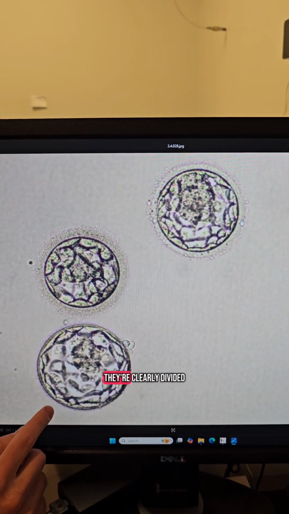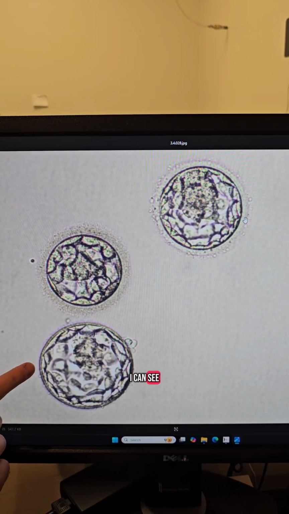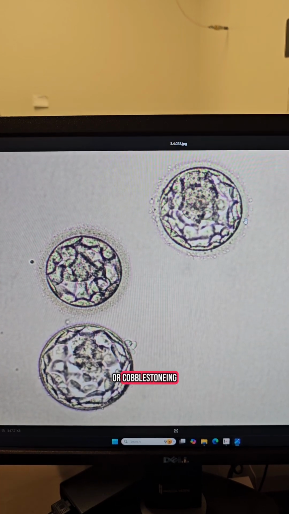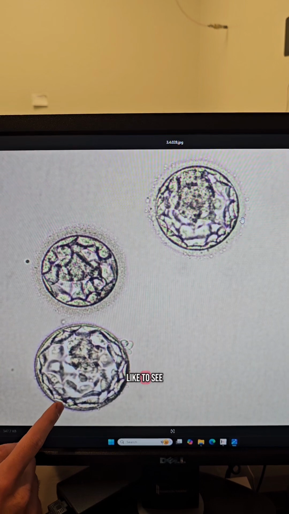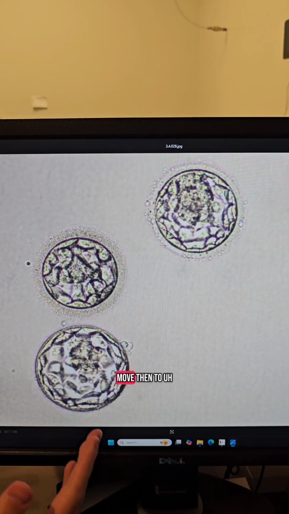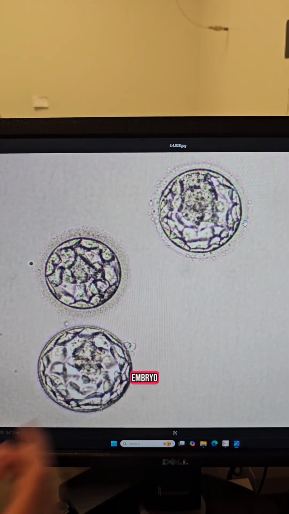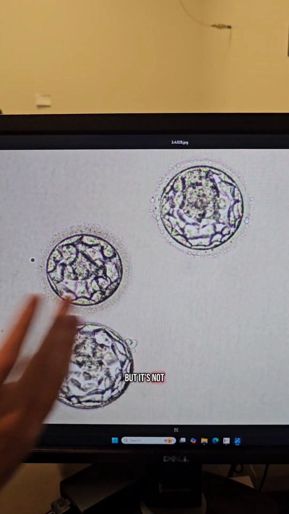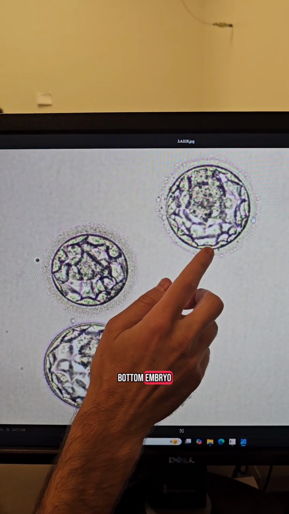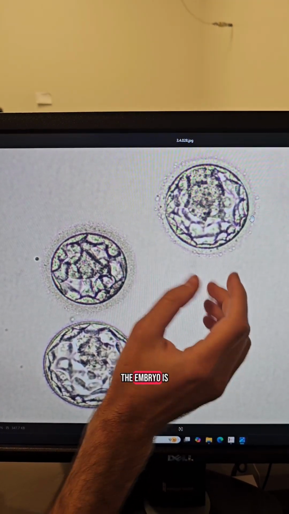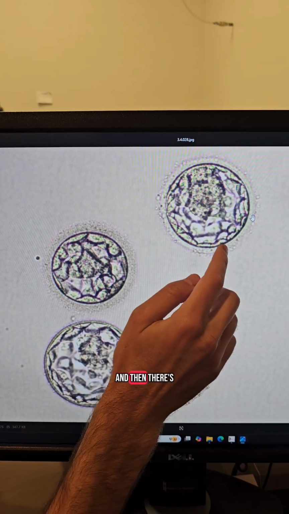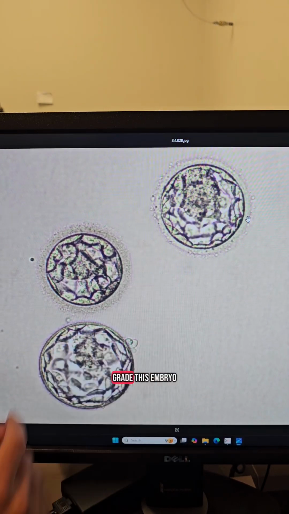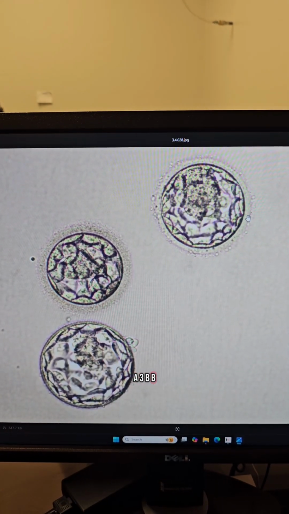When I look at these cells, they're clearly divided. I can see that they're very differentiated. In the lab, we would term this scalloping or cobblestoning. This is something that we really like to see from an embryo. Now if we move to the top embryo, we see that the inner cell mass is quite large, but it's not quite as compact as that bottom embryo. The expansion of the embryo is slightly smaller, and there's a little bit less cobblestoning on the trophectoderm. So I might grade this embryo a 3BB.